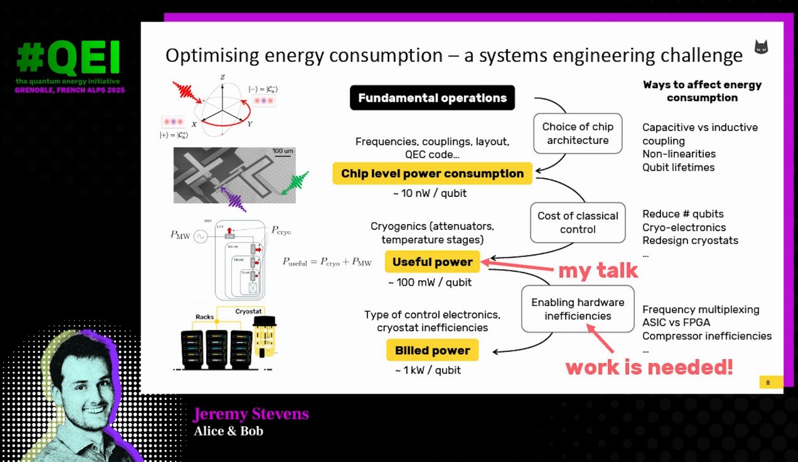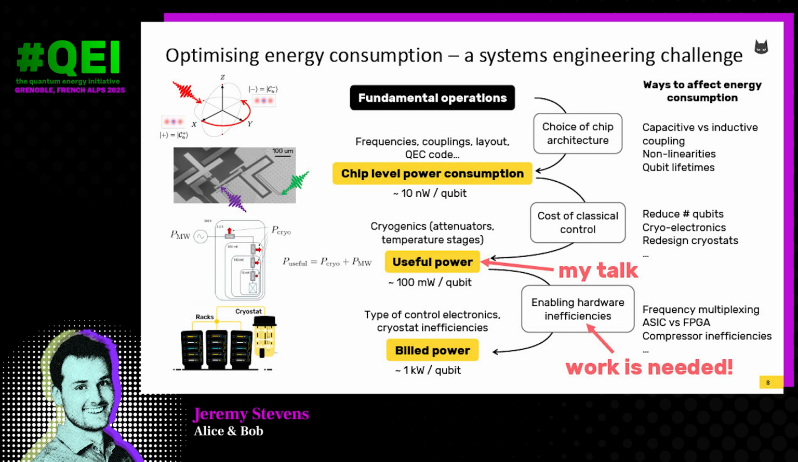And you can optimize the energy at different scales in the system. I'm going to start with defining what I call a fundamental operation. This is just like an abstract vision of what an operation is. You can see it as a two-level system represented by a Bloch sphere interacting with a coherent field. And if you want to make this vision become reality, you have to make some kind of choice of your chip architecture. So you have to specify the frequencies, the couplings, the layout.